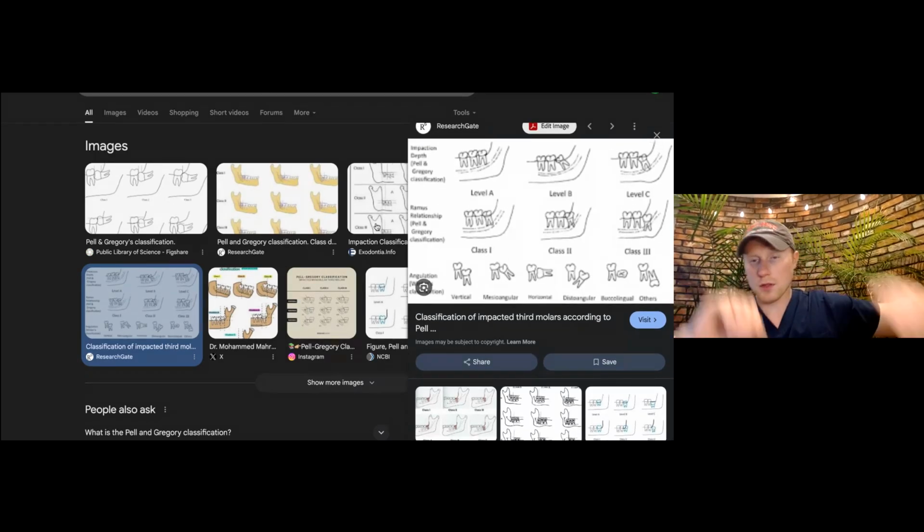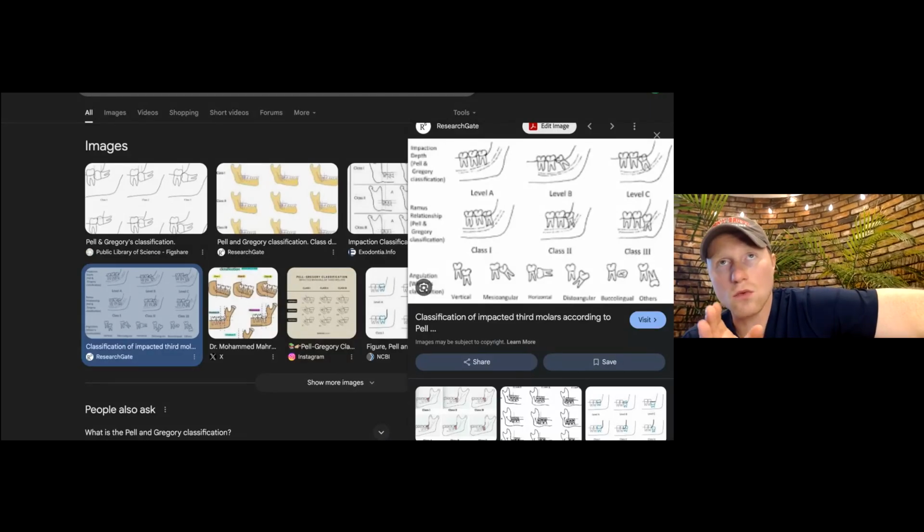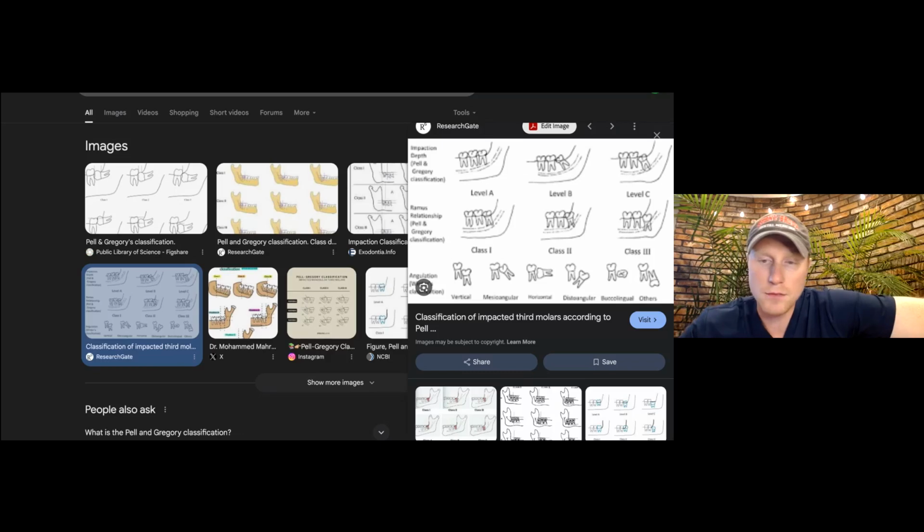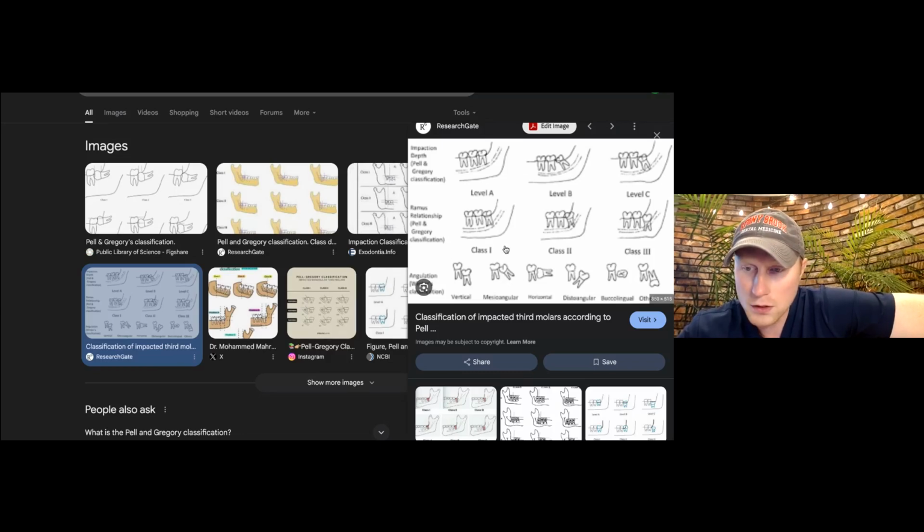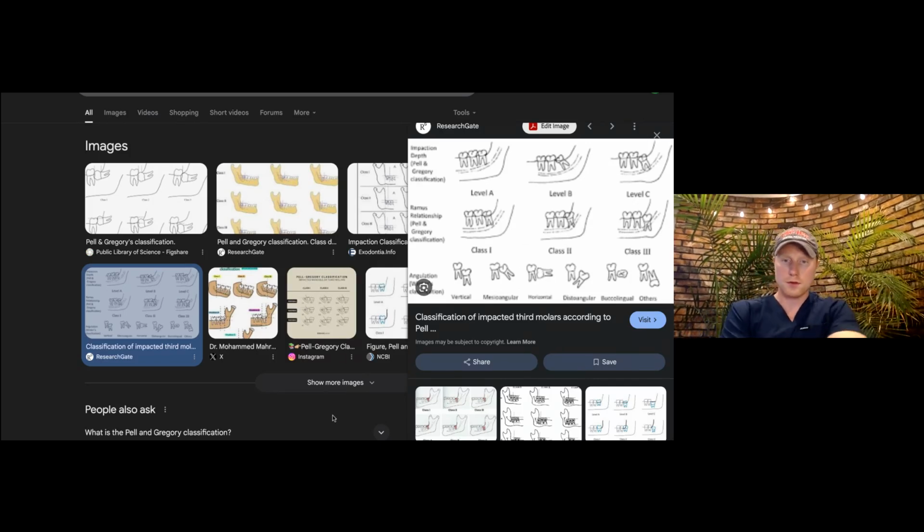Here we go. We got the Pell and Gregory classifications. So you said that the right mandibular wisdom tooth in this patient is mesioangular. Mesioangular is class 1. And then horizontal impaction on the left third molar of this patient. So the left side, I mean, you said horizontal. So horizontal would still be class 2 right here. Class 2 of the Pell and Gregory classification.